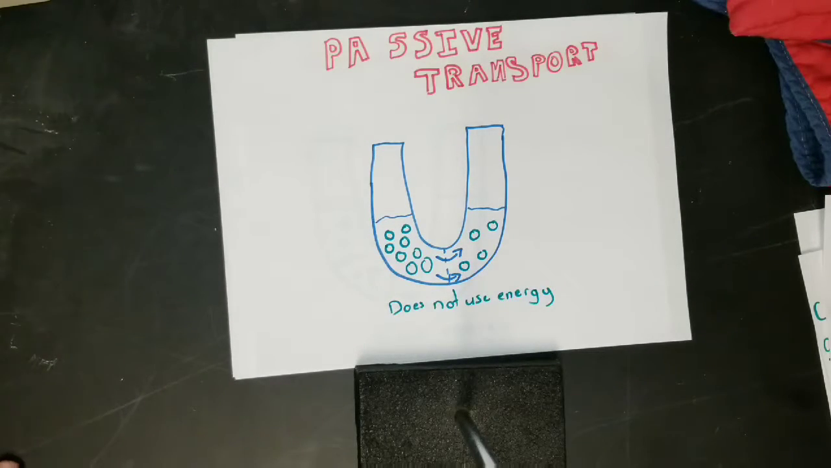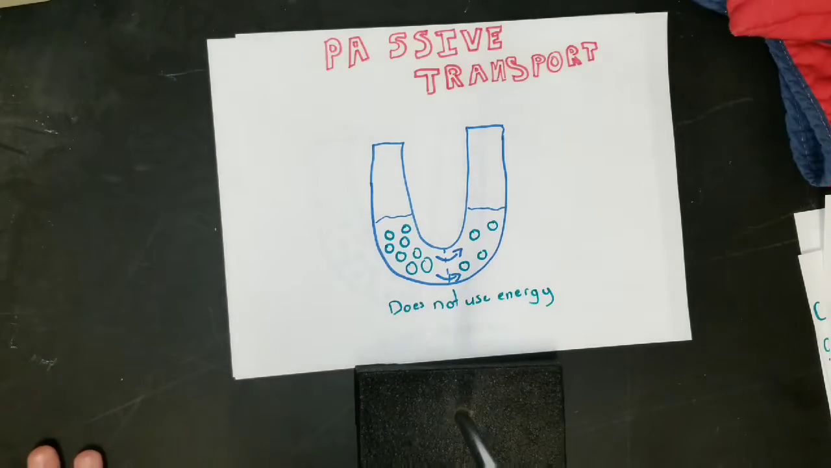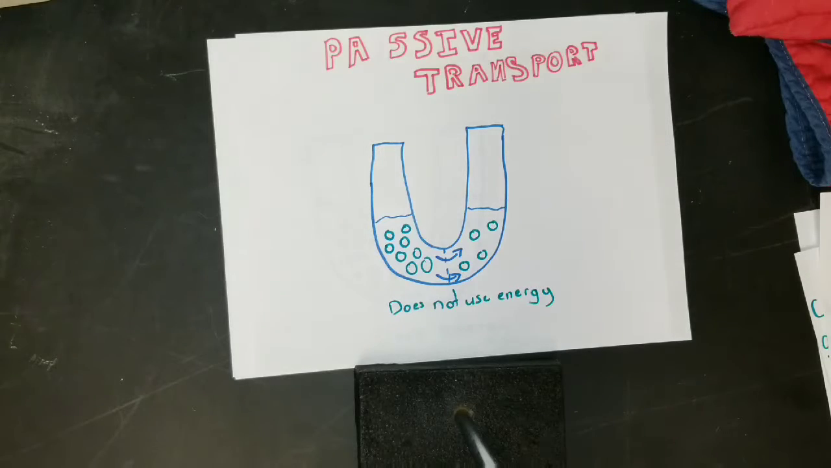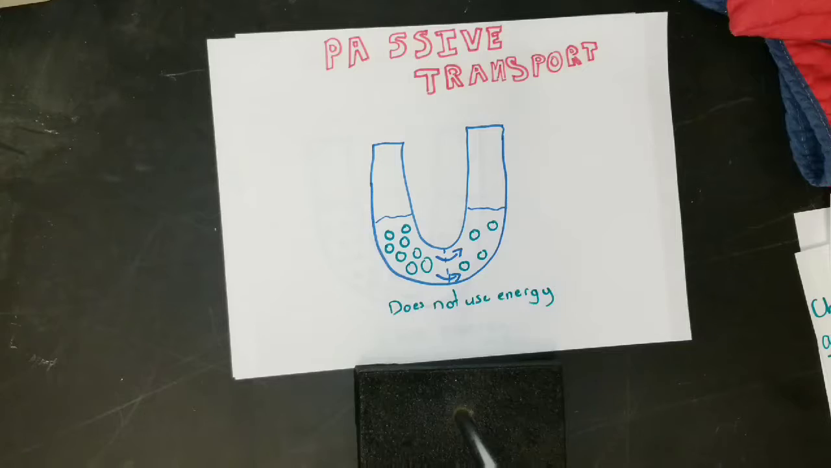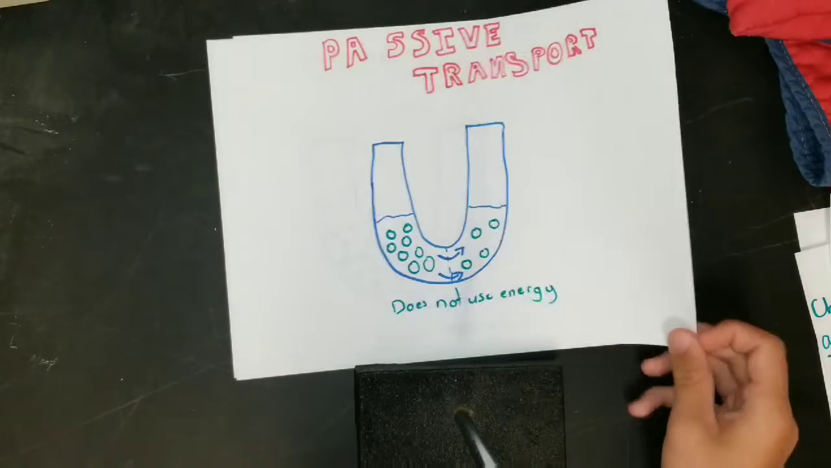So there are two types of movement of molecules in the body. The first one is passive transport, which is the movement of molecules that does not require energy. It is a movement from an area of high concentration to an area of low concentration, and it does not use energy. There are two types of passive transport. Osmosis is when only water is moved from an area of high concentration to low concentration, and diffusion is the movement of any other molecule.